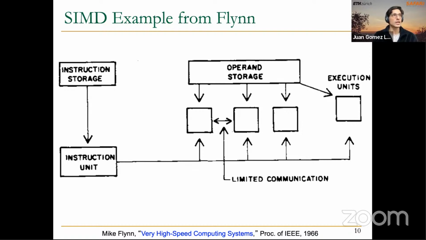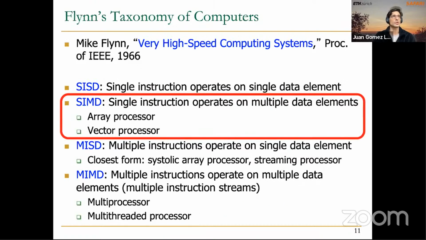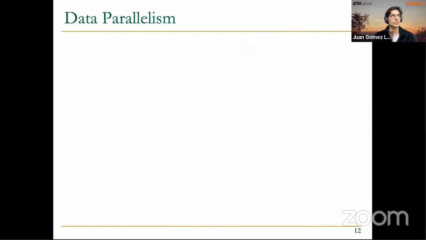While here the instruction is broadcast to all the execution units, and each execution unit has access to its own operands. So this is more similar to an array processor, which is one of the types of SIMD processors that we are going to explain today. So let's focus on them: array processors and vector processors for a start, and after that, we will talk about GPUs.